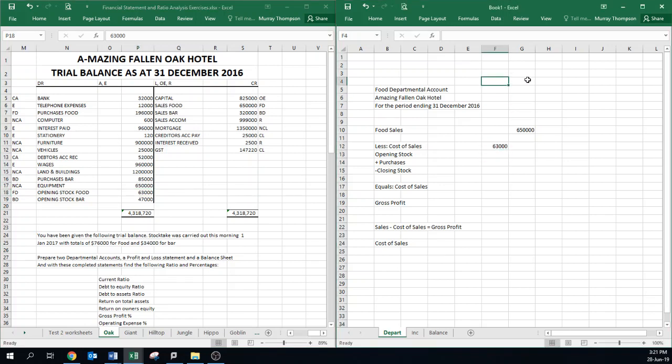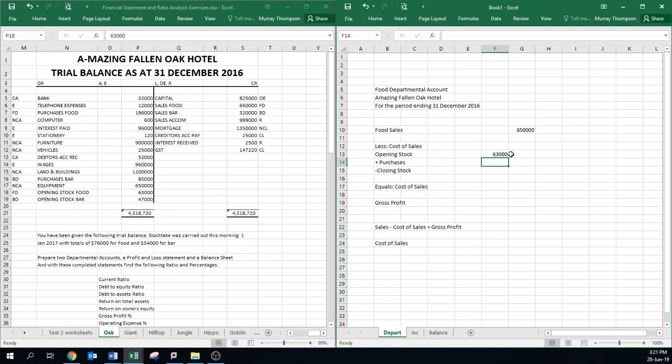Now note that I'm using two different columns. The right-hand column is generally used for totals. The left-hand column is used when you are adding up things to get to a total, which we'll be doing for cost of sales. I've just put that in the wrong box, I realised.